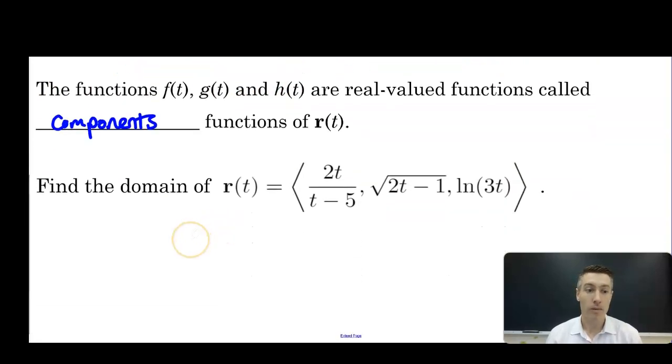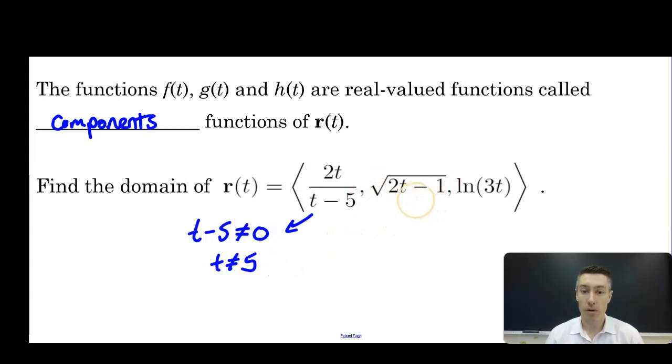And speaking of which, find the domain of r of t equal to 2t over t minus 5, square root of 2t minus 1, natural log of 3t. So here, we need to find the domain of each component function and then put them together to create the most restrictive domain possible for the vector function r of t. Looking at our first component function, t minus 5 cannot be equal to 0, so t cannot be equal to 5.